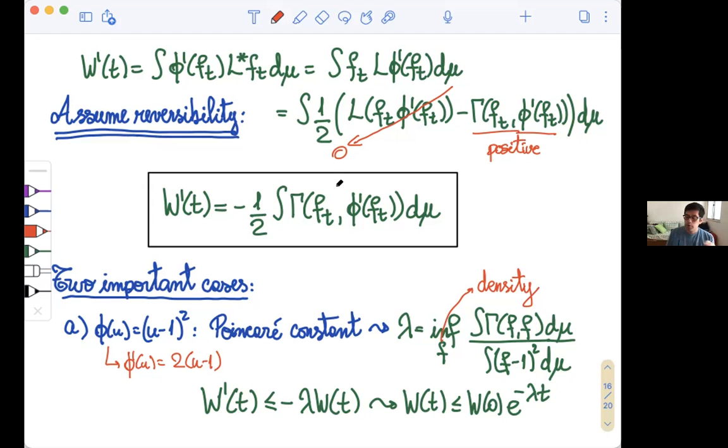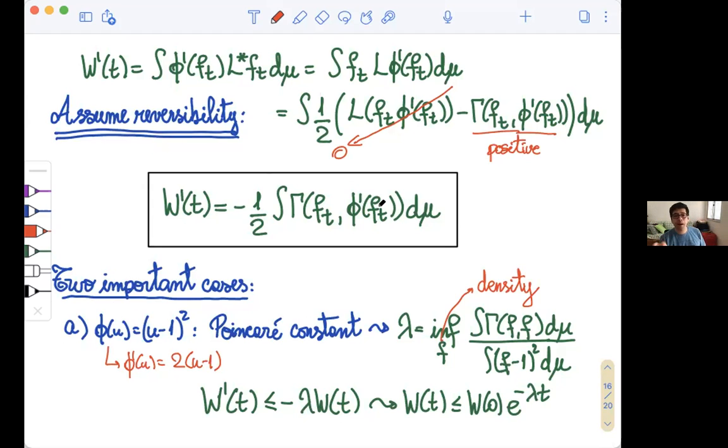So here we say, instead of trying to bound this object directly, notice that when phi is equal to u minus 1 squared, phi prime is equal to 2 times u minus 1, so the 2 cancels with the 1/2, and then you get ft minus 1. But the Carré-Duchamp is bilinear, so the Carré-Duchamp of 1 is always 0, so you get effectively gamma of ft.